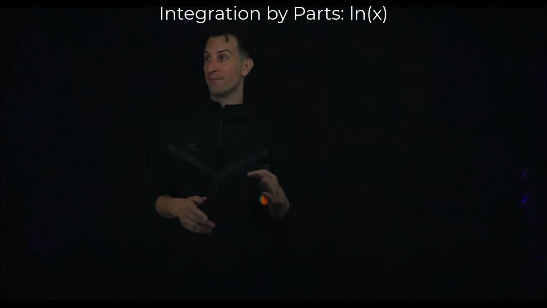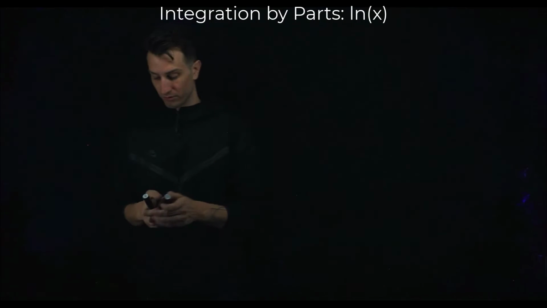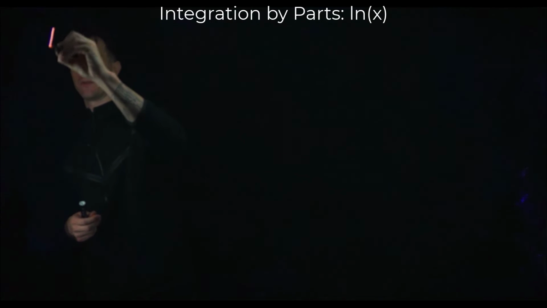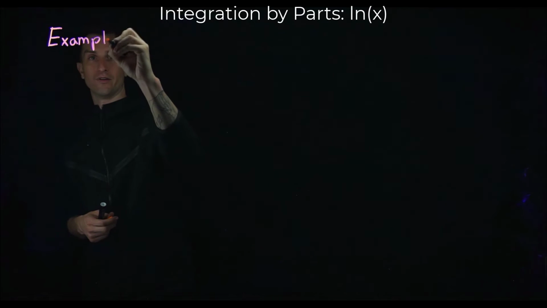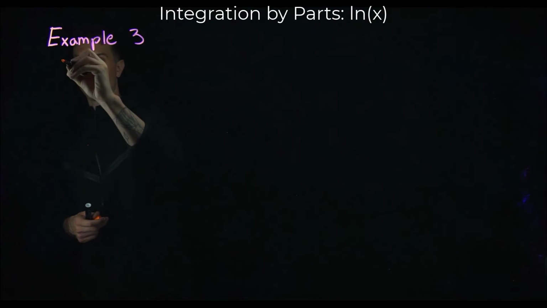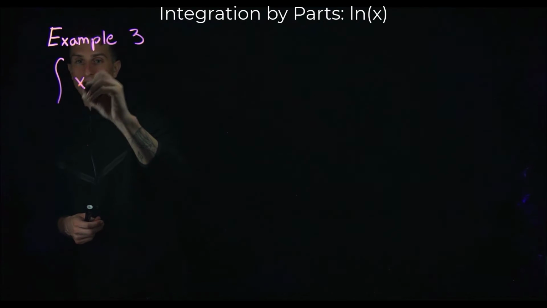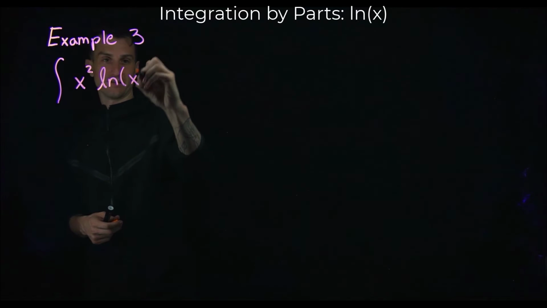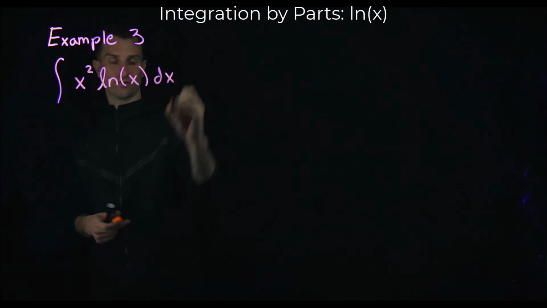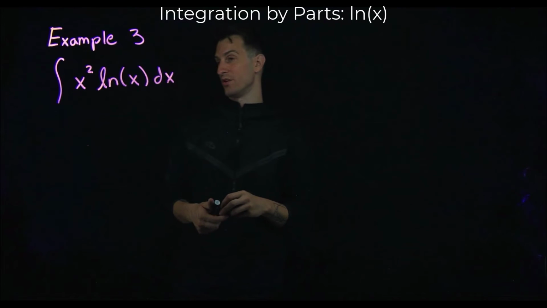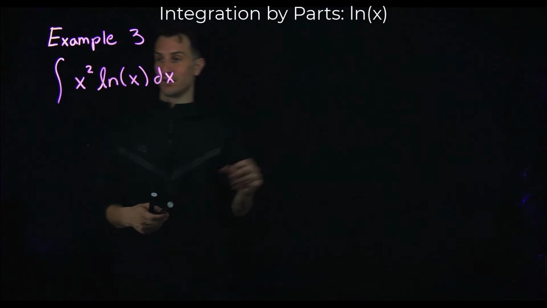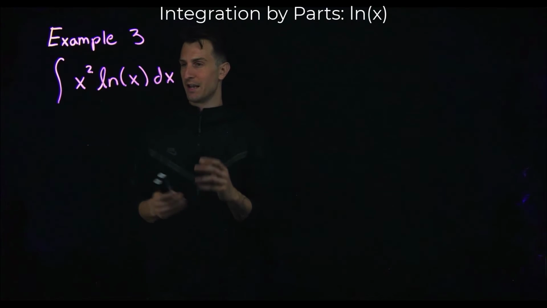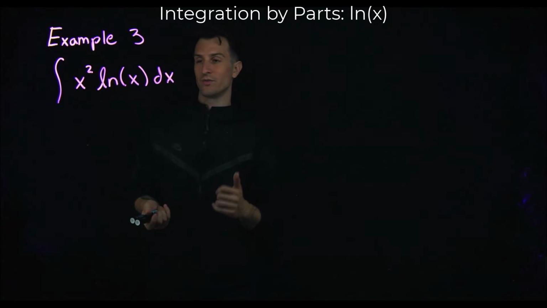Let's go ahead and jump into our 3rd example. So let's write out example 3. Very important. Example 3, we're going to have the integral of x squared natural log of x, we haven't seen this, dx. Now the whole mystery with these problems, and the equation should pop up just in case we forgot it, is what do we set our u to be, what do we set our dv to be.